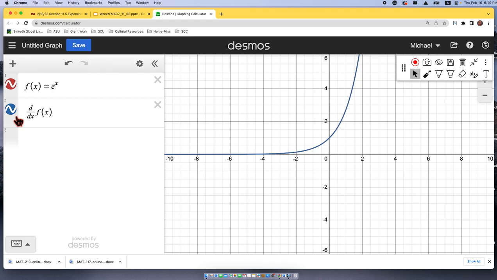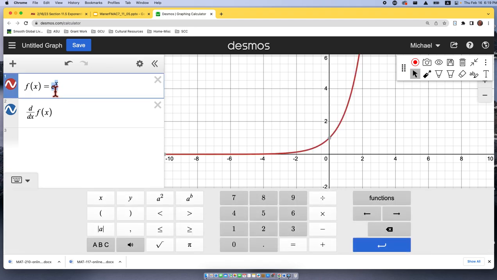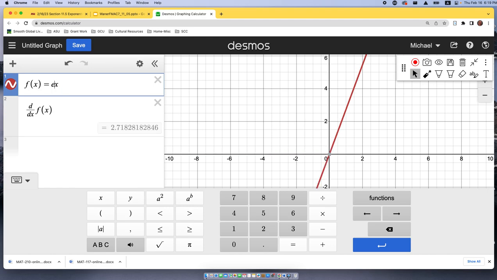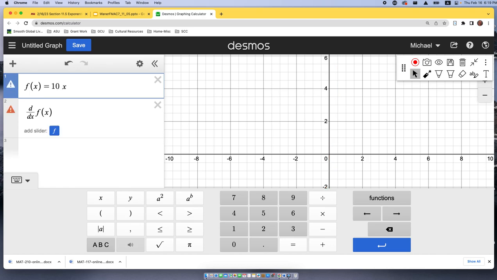Okay. Now what if we had a different base? Because I said e to the x is the only function that is its own derivative. Let me see if I can do this: 10 raised to the x. Let me get rid of the other one. Now, is 10 to the x its own derivative? No. But it's pretty close, right? Just like that natural log thing, or the log base 10.